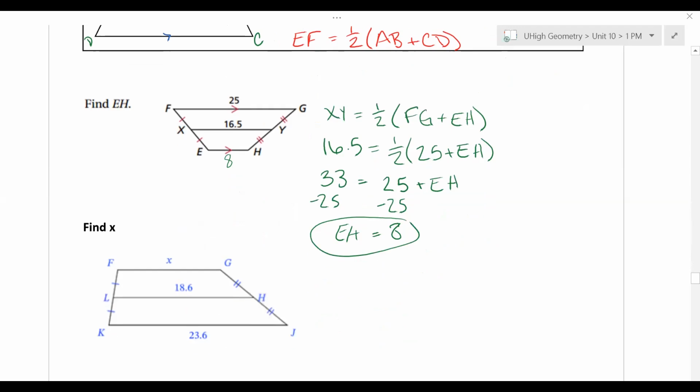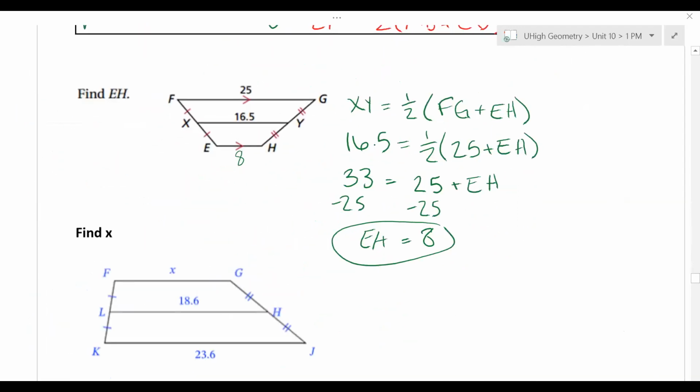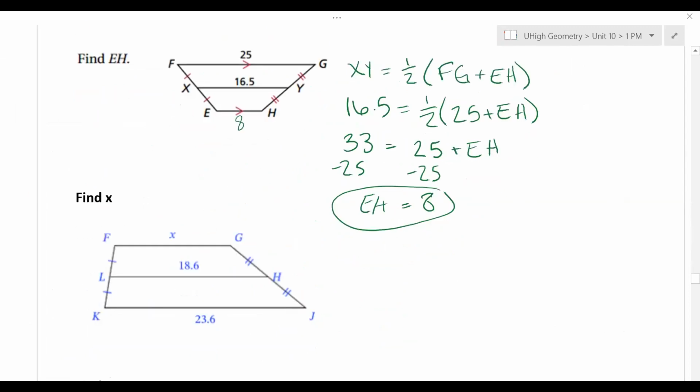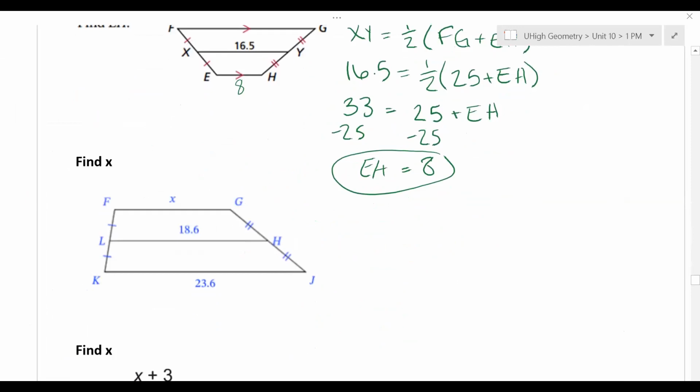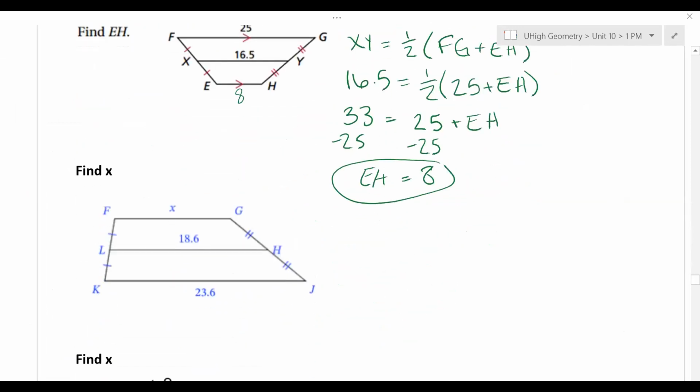So if you're someone that doesn't like to do this algebra setup, it's fine if you're just looking at it and reasoning through, but I'm going to keep doing more of this algebra setup throughout.